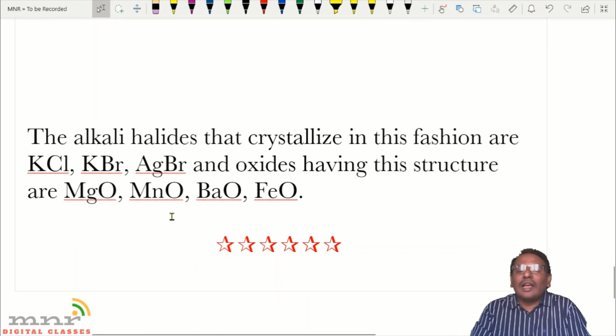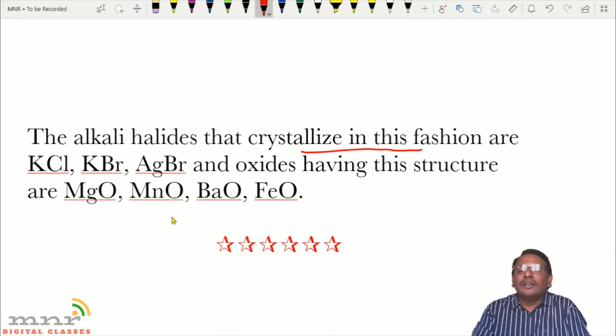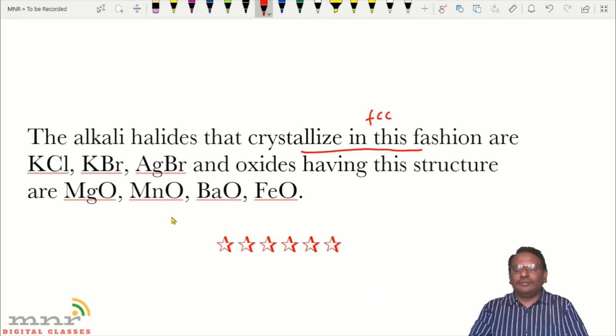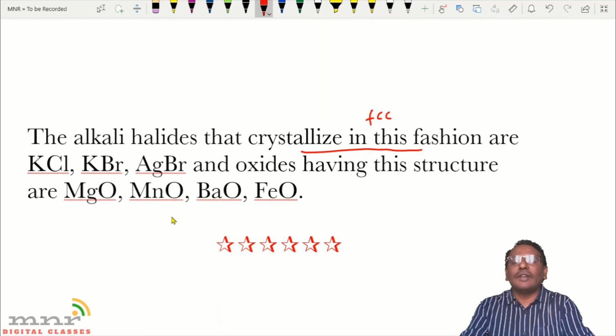The alkali halides that crystallize into an FCC lattice are KCl, KBr, AgBr, and the oxides having this structure are MgO, MnO, magnesium oxide, manganese oxide, barium oxide, and FeO. These are some of the typical examples which crystallize into an FCC lattice, similar to that of NaCl crystal. This is about the structure of NaCl crystal.